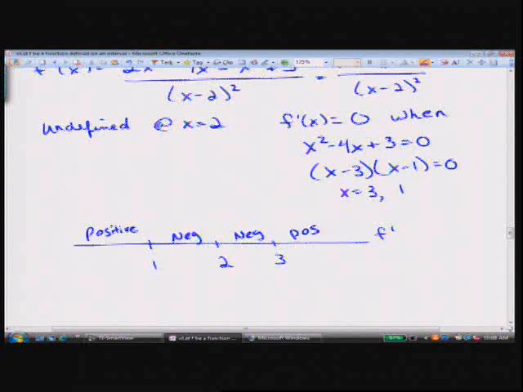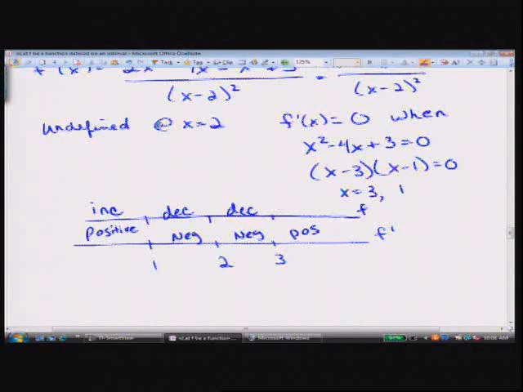Okay? All right, now, the function itself is doing what? What is f doing? Well, it's increasing, and then it is decreasing, and then it's still decreasing, and then it's increasing, right? So we increase and then decrease, and then nothing happens. We have actually a vertical asymptote at x equals 2, because that's where the denominator is undefined. And then decreasing, increasing. So we have a max and a min at 1 and at 3.